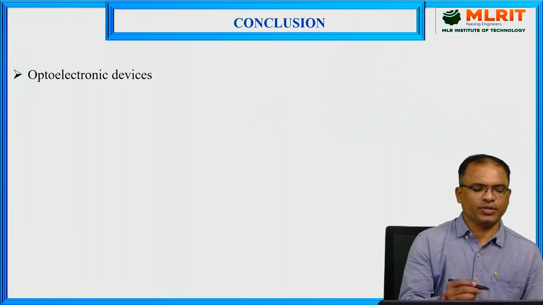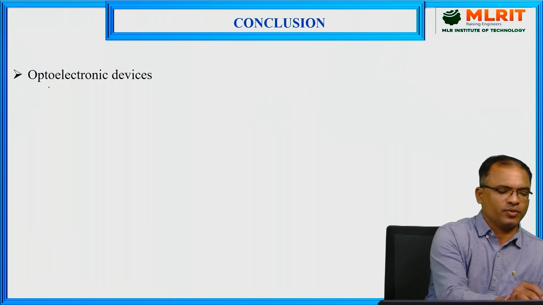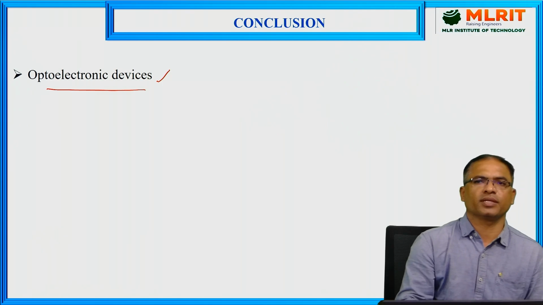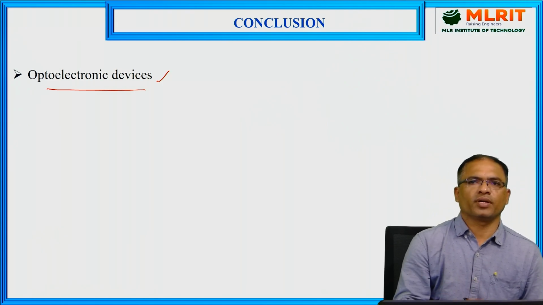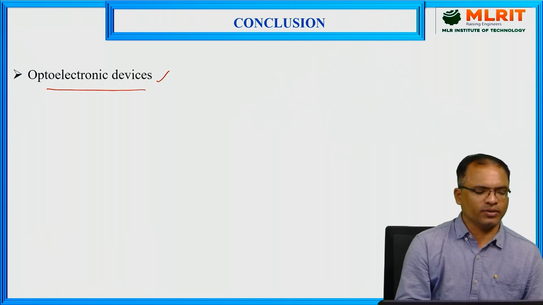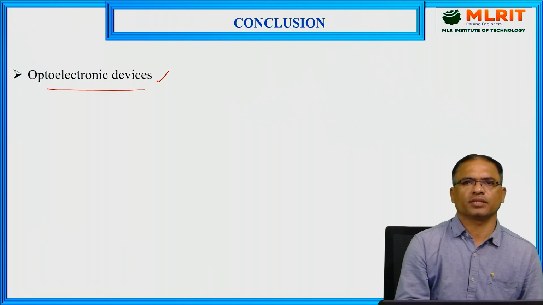In continuation to this, in the next class, we are going to discuss various optoelectronic devices. Many optoelectronic devices are there, which are capable of converting either electrical energy into optical energy or optical energy into electrical energy. One such optoelectronic device we are going to discuss in the next class.